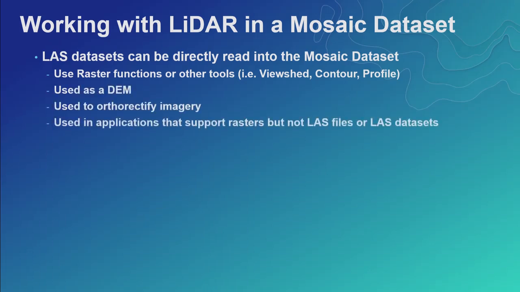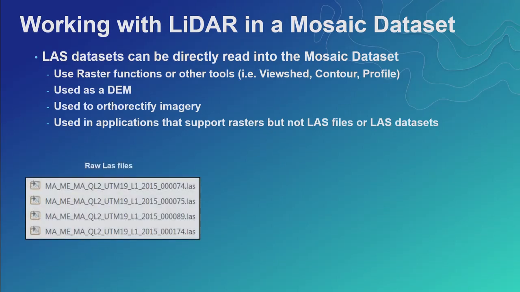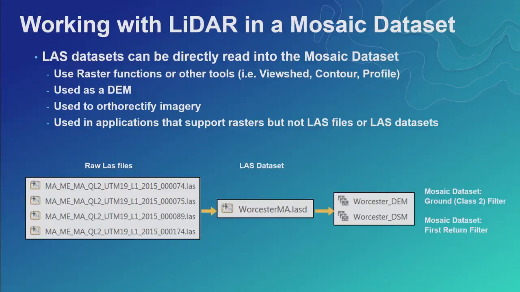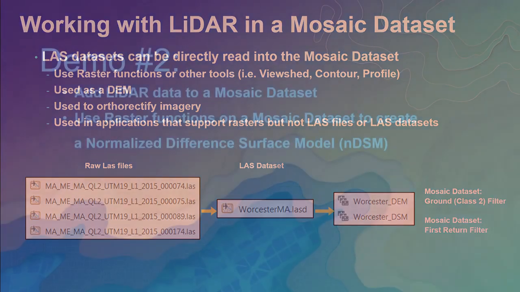So again, we start off with raw LAS files, we put them into a LAS dataset, and from the LAS dataset, by throwing a couple of filters on the Lidar data, we can automatically create a mosaic, say a DEM, and a DSM, the surface model, which will allow us to generate even more useful products. So let's take a quick look at this. And we're going to head to a place that's very near and dear to my heart, Worcester, Massachusetts. We're just looking at kind of a suburban area.